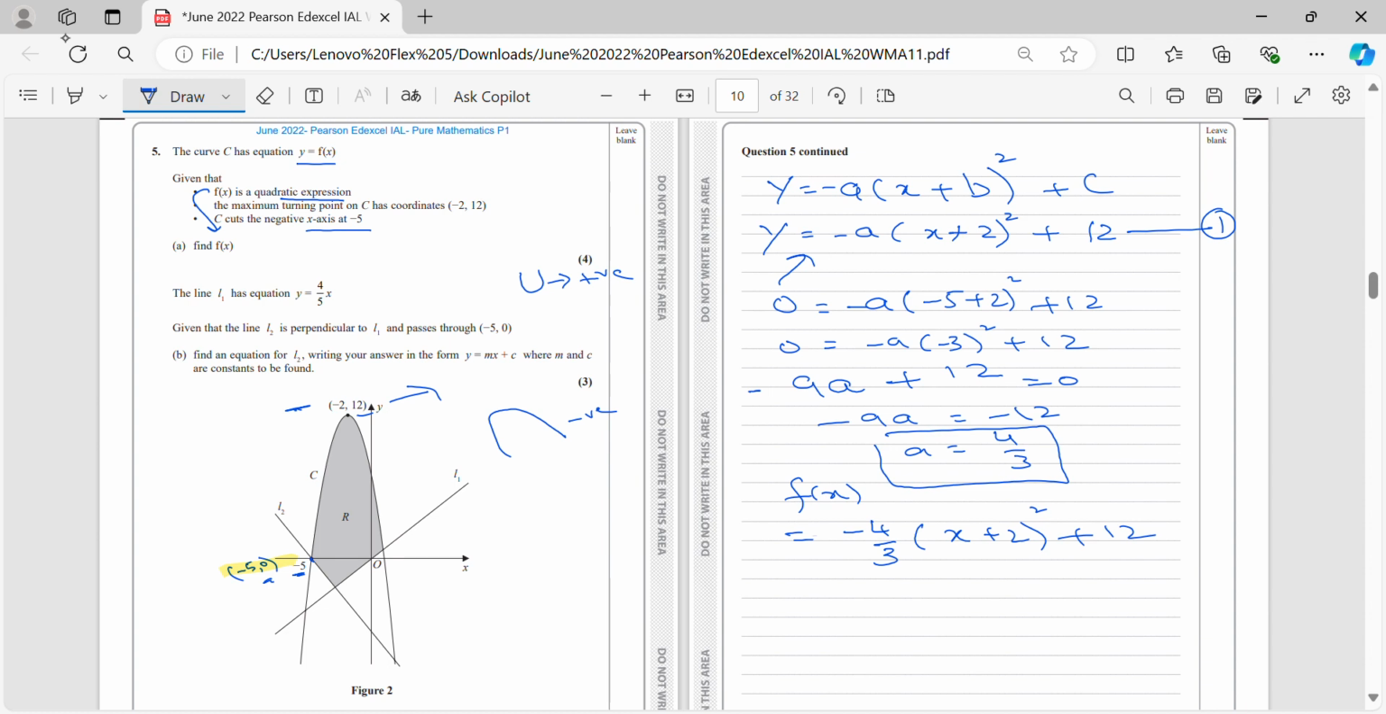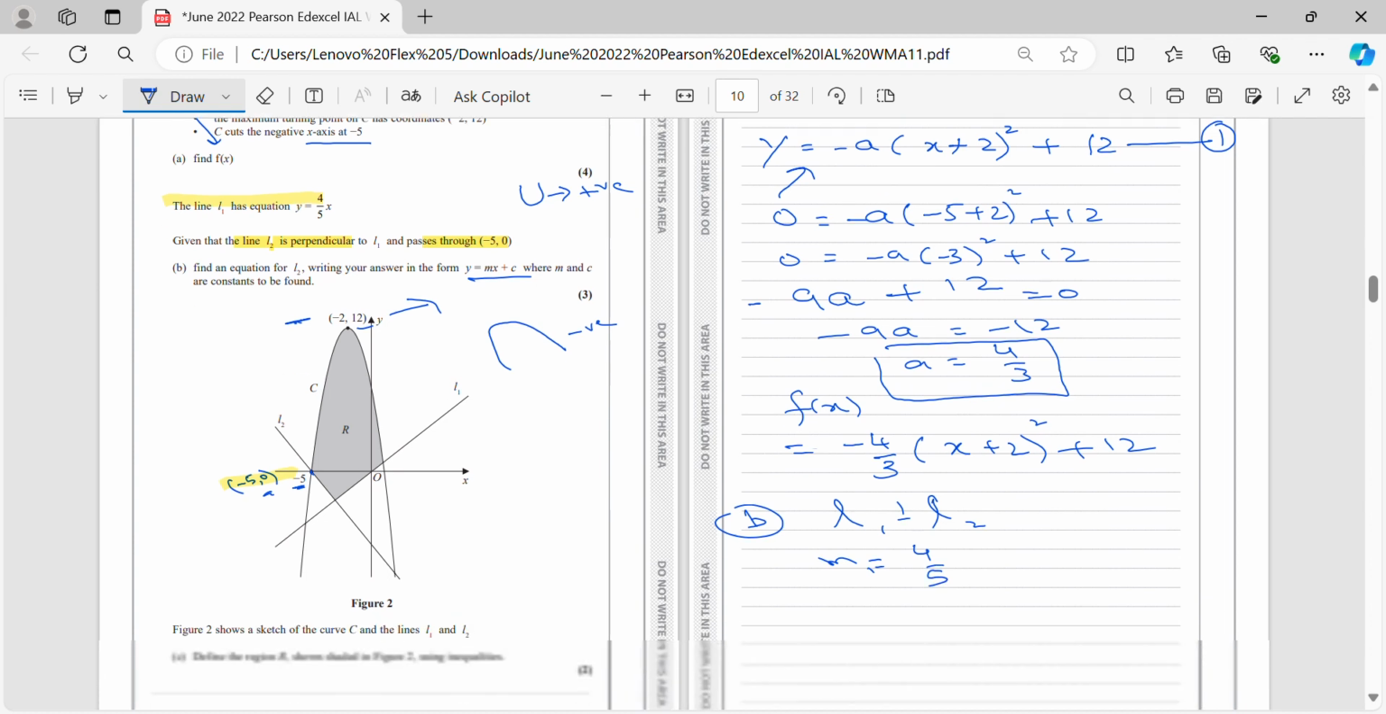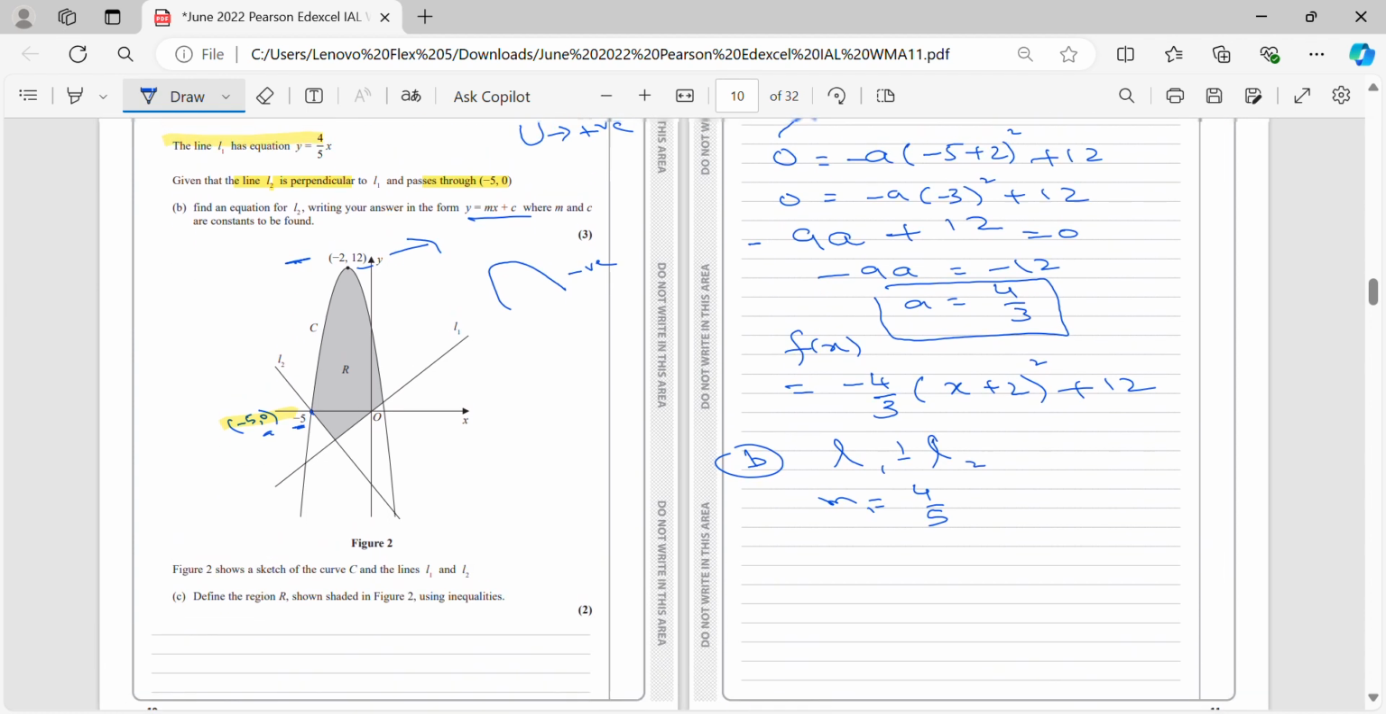In the next part, it says that the line L1 has equation y equals 4/5 x. Given that L2 is perpendicular to L1 and passes through this point, let's start solving part B. I have to form an equation of a straight line, y equals mx plus c. L2 is perpendicular to L1. The gradient for L1 is 4/5. Because it is perpendicular, the gradient for L2 would be the negative reciprocal, so minus 5 over 4.